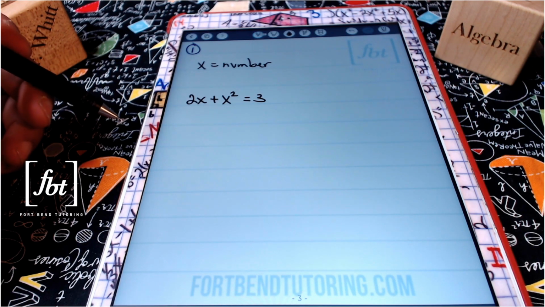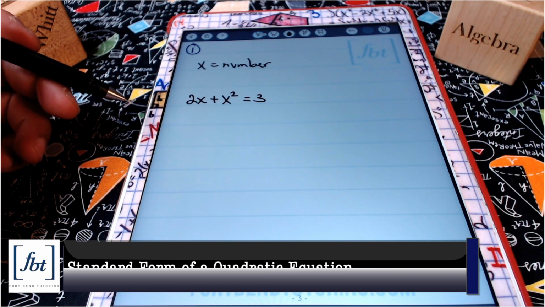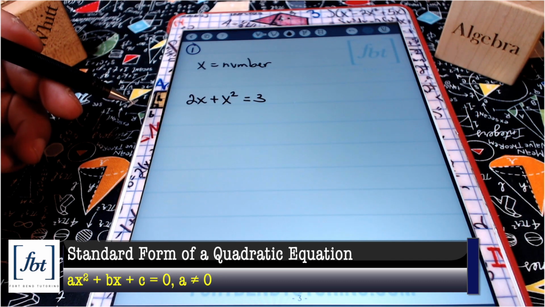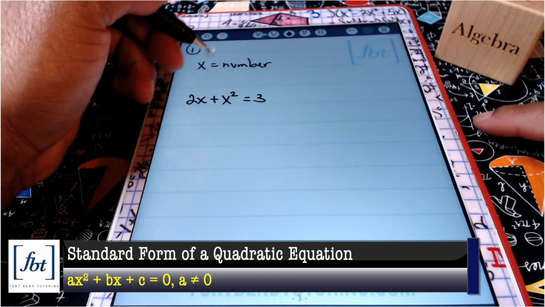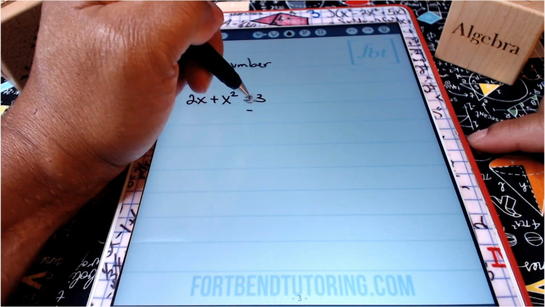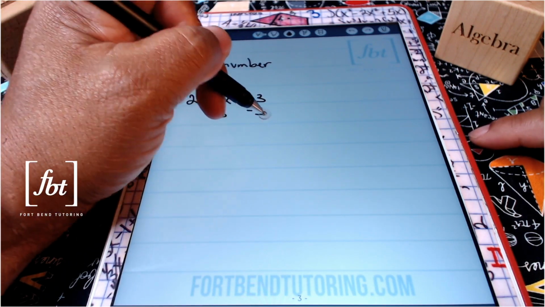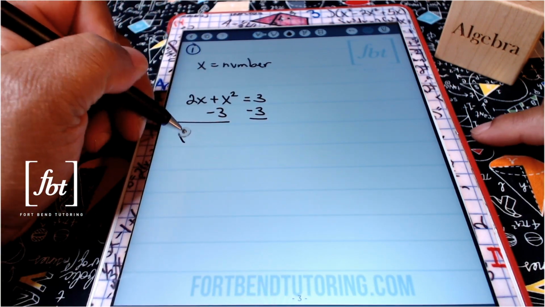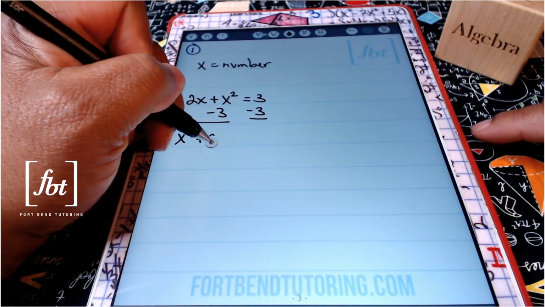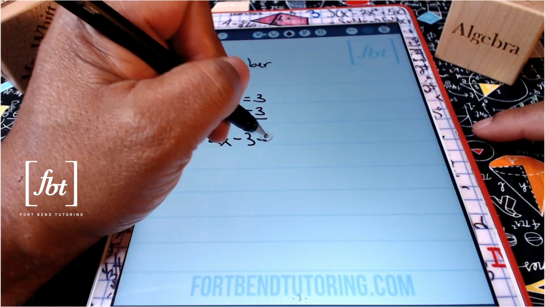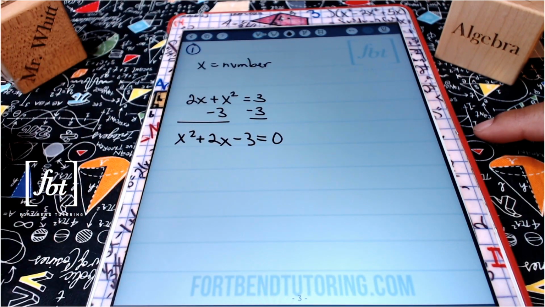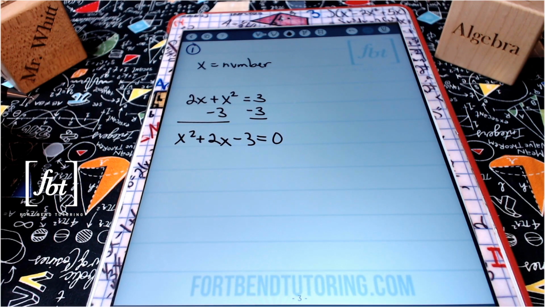And the first thing I want to do is rewrite this equation in the standard form of a quadratic equation, which is ax squared plus bx plus c equals 0. And how do I get there? I'm going to go ahead and subtract 3 from both sides of the equation, and on the left side of the equation I'll be writing the result in descending order of the variable x. So I end up with x squared plus 2x minus 3 equals 0.